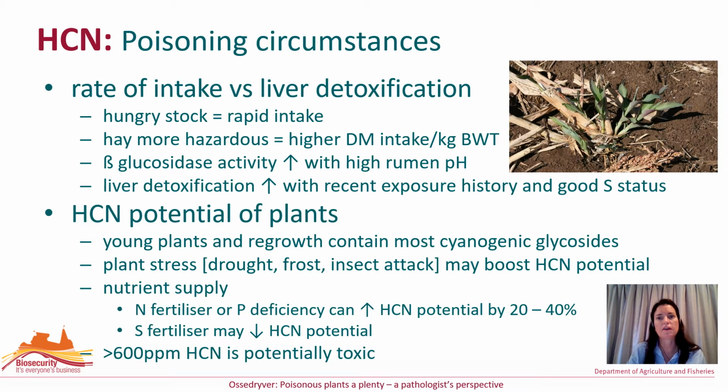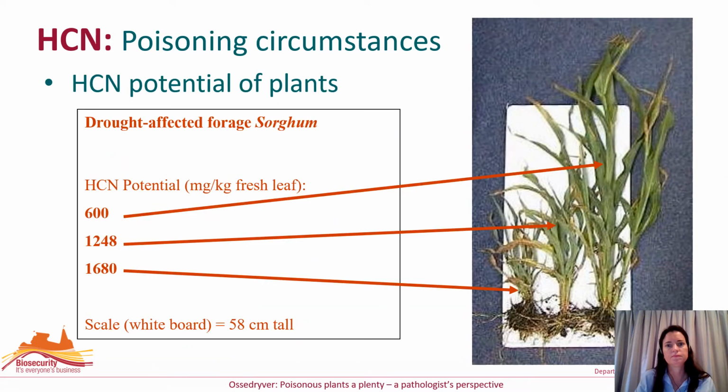The second is the capacity of plants to produce cyanogenic glycosides. This may depend on genetics. For example, particular cultivars are known to produce higher levels, the stage of growth, the environment, stress, and plant nutrition. Plants with a hydrogen cyanide concentration of greater than 600 parts per million are considered potentially poisonous. Here is an example of the differing levels of cyanide within the sorghum crop, with the most severely drought-affected plants having the most lethal concentrations of cyanide, remembering that anything above 600 is considered hazardous.